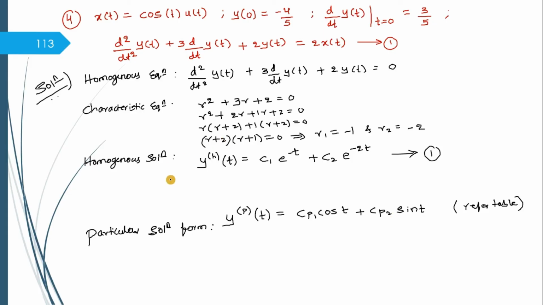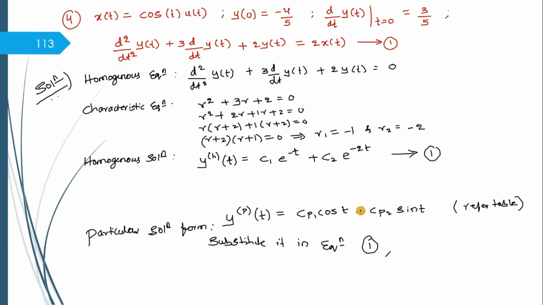Fine. So now you have to substitute it in equation 1. Equation 1 is here: d square by dt square y of t, this one you have to substitute cp1 cos t plus cp2 sin t. cp1 is constant 1 and cp2 is constant 2 of the particular solution.